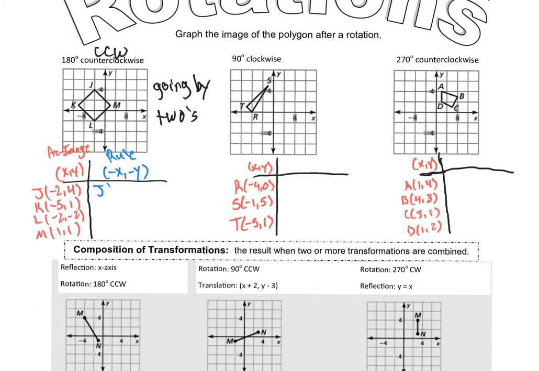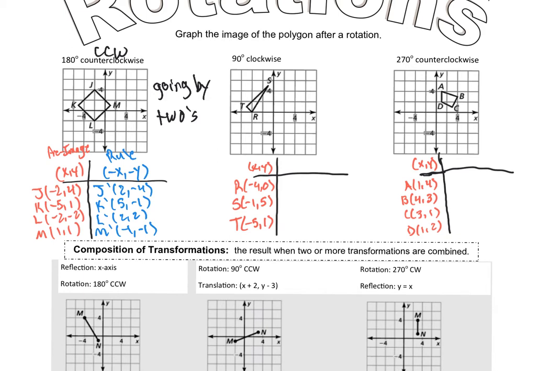So let's get our points here then. J prime will be, so the X changes sign, so negative 2 becomes positive 2, and the Y changes sign, so that positive 4 from J becomes negative 4. So there's J prime. Let's look at K prime. That'll be 5, comma, negative 1. I'm just changing the signs. L prime, 2, comma, 2, and M prime, negative 1, comma, negative 1. That's all we do for that. You change the signs.